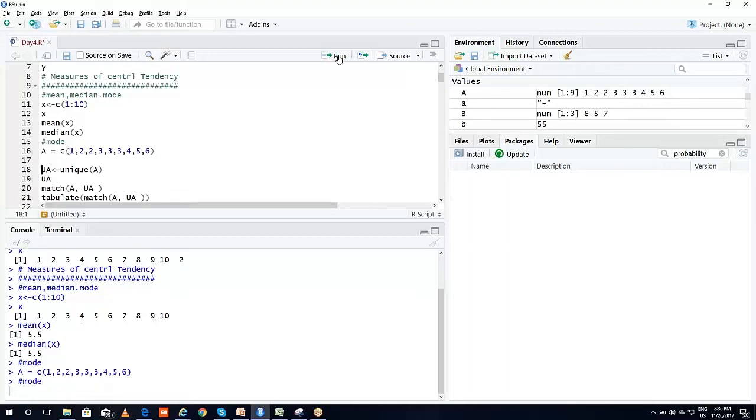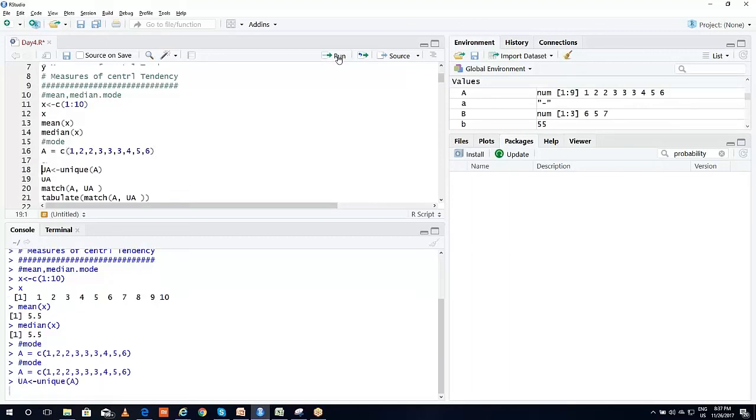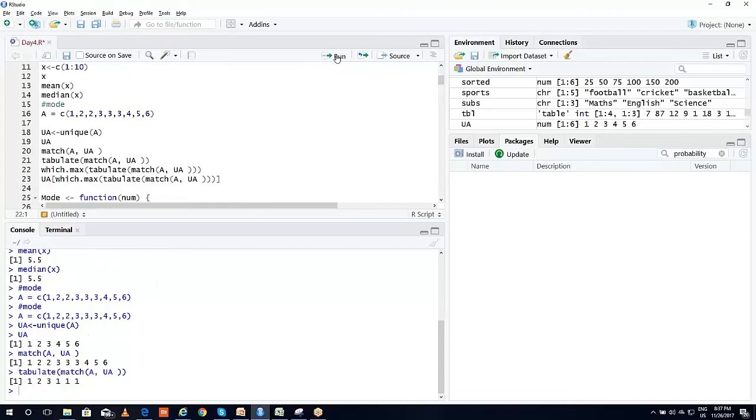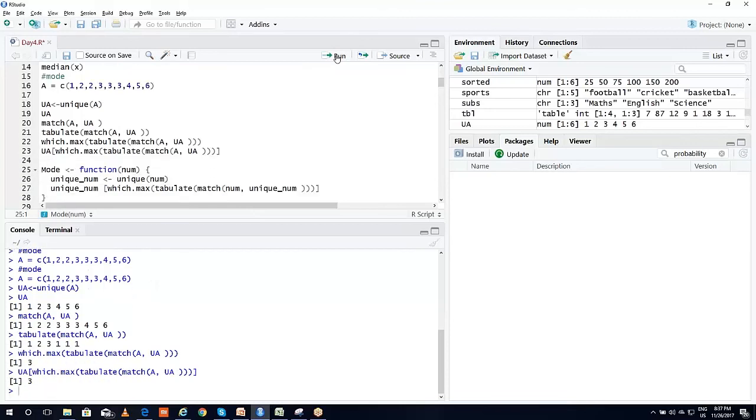you just need to remember that to fetch the mode, we are trying to create a function to derive the mode. Okay, this is the function that we have written. As you can see here, unique, a simple function, table of 1 2 3 4 5 6. This one gives 1 1 2 1 2 3 1 1. What does this mean?